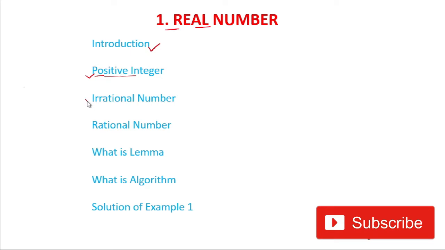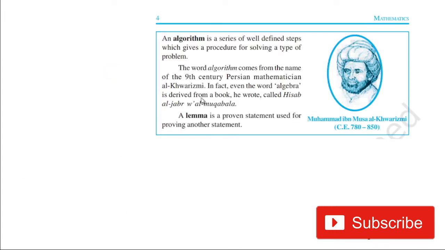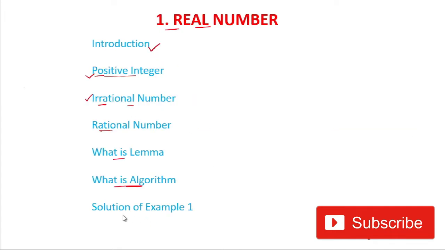The next term in this chapter is irrational number. It is very important to learn about irrational numbers, how they are defined and what their uses are in mathematics. After that we'll learn about rational numbers, and then what a lemma is. Lemma is an important term in this chapter. We'll learn that a lemma is a proven statement, how it is used to prove another statement, and after that we'll learn about algorithm. At the last we'll solve Example 1 of this chapter.